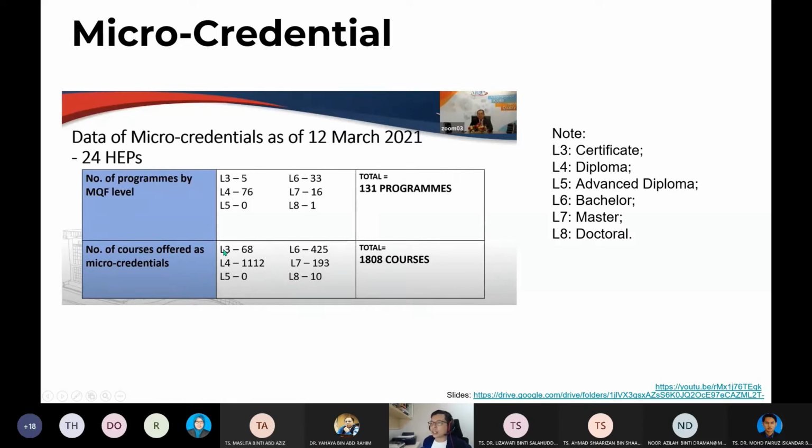But as you can see right now, it's getting traction. Micro-credentials, everyone is jumping on the bandwagon, and then mostly they're trying to offer a diploma. I was actually surprised. I was thinking of maybe more certificates, because saya rasa lagi berguna lah, more competency based. But well, data is data.